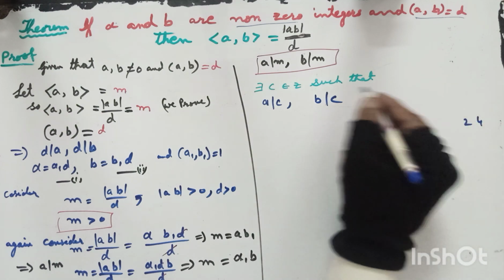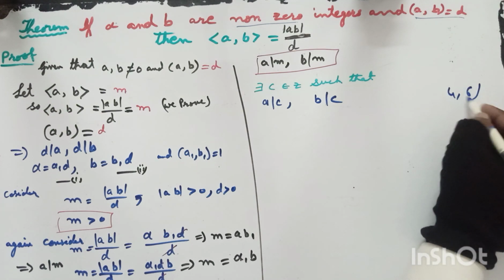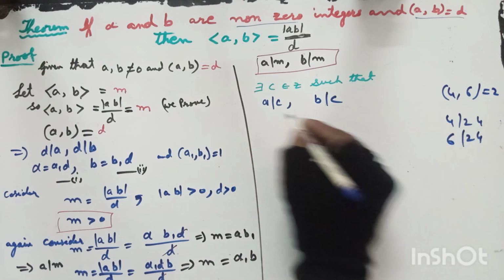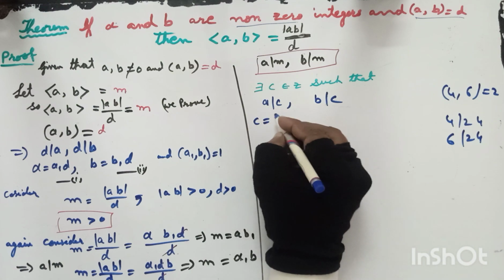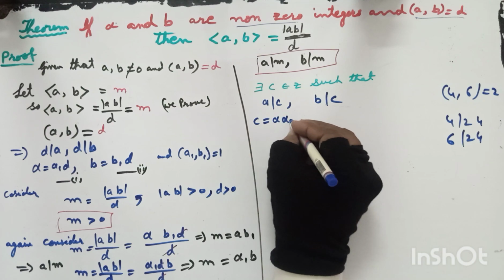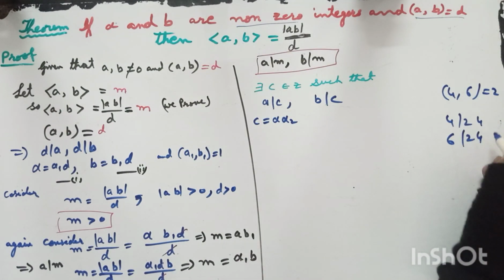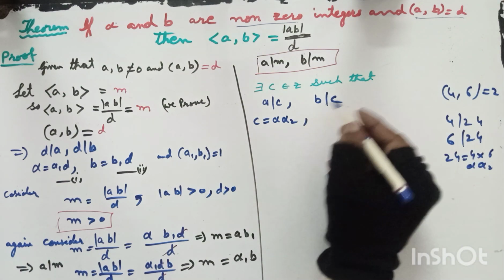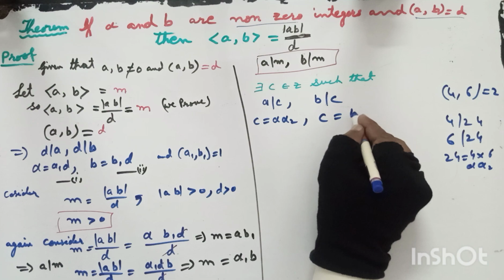Okay, so as you know, we take the example of 4 and 6. So 4 also divides 24 and 6 also divides 24 here. So I can write C is equal to A A2. Just like that, if 4 divides 24, I can write 4 multiplies 6. This is A, this is A2. And what is this? C, B, B2.